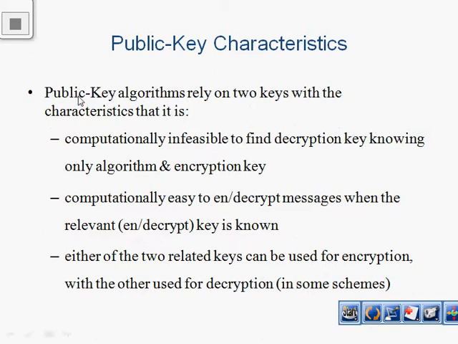Next, we discuss the characteristics of public key cryptography. The main characteristic of this algorithm is that it uses two keys. It is computationally infeasible to find the decryption key knowing only the algorithm and the encryption key. Second, it is easy to encrypt and decrypt a message when the key is known. It is infeasible for the attacker to find it. Either of the two related keys can be used for encryption, and the other one is used for decryption.